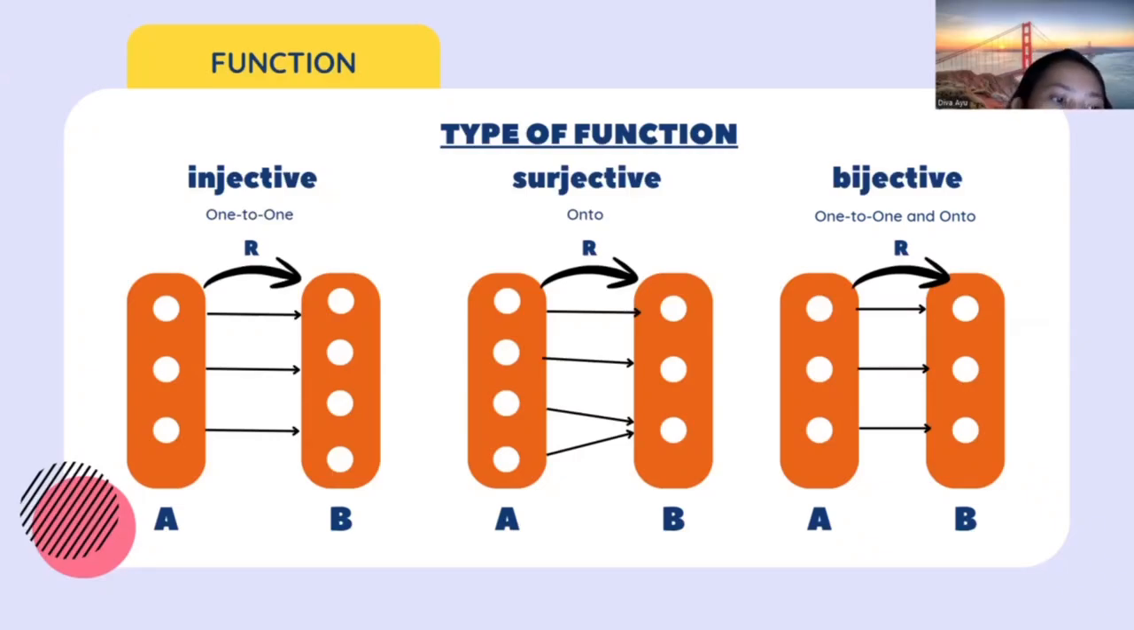The third is the bijective function. A bijective function is a function that satisfies both the properties of an injective and a surjective function. It is also called a one-to-one correspondence because every element in the domain is paired with exactly one element in the codomain, and every element in the codomain is paired with exactly one element in the domain.